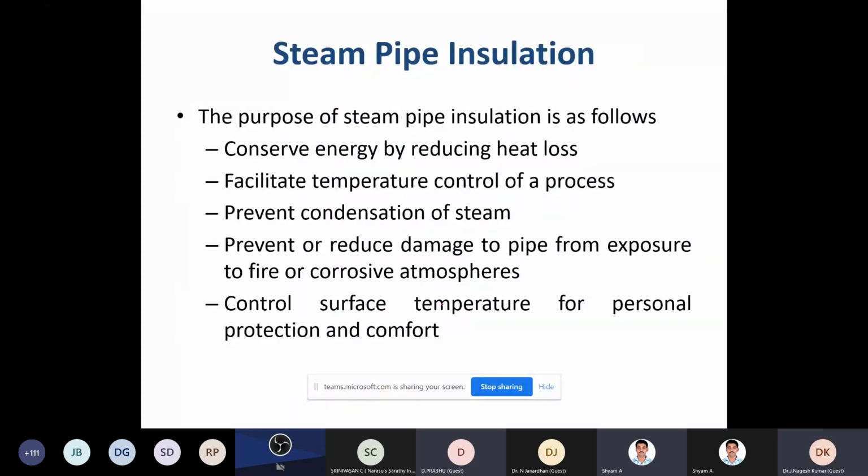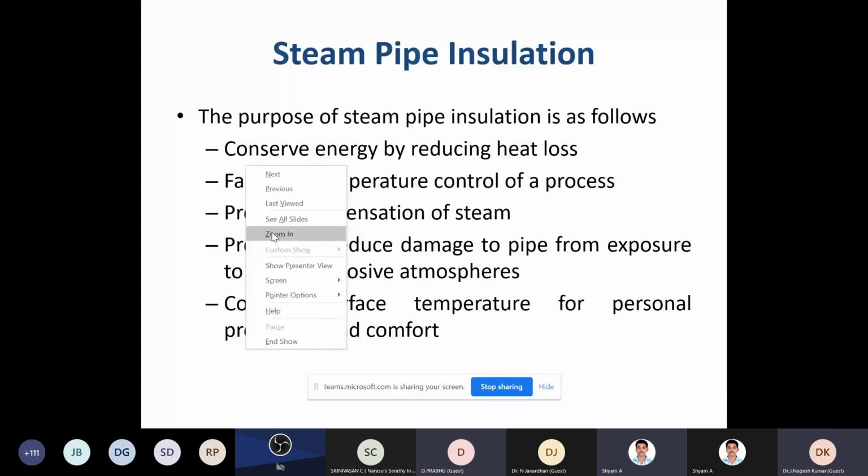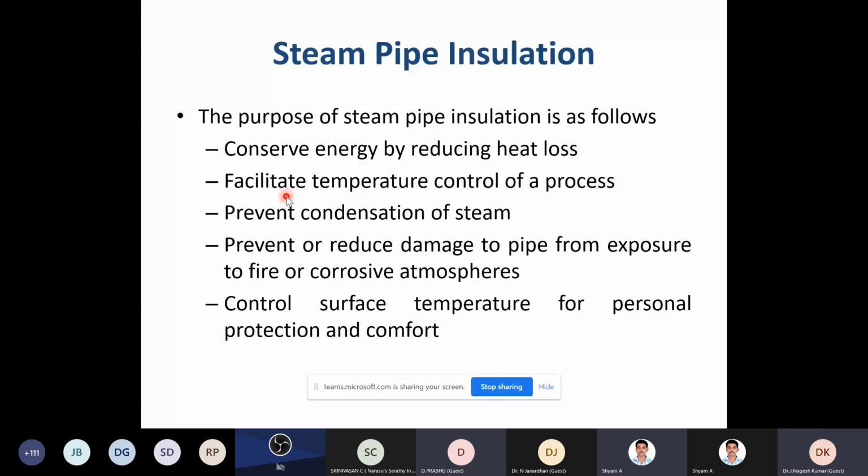Now, one of the fundamental things in steam savings is to insulate, because steam is a hot carrier. The pipelines will be hot. So if you want to save steam, the first, simple step is to provide insulation for the pipelines. When you provide insulation, we conserve energy by preventing the heat loss. So all the heat losses in the system are prevented, and it facilitates temperature control of a process.